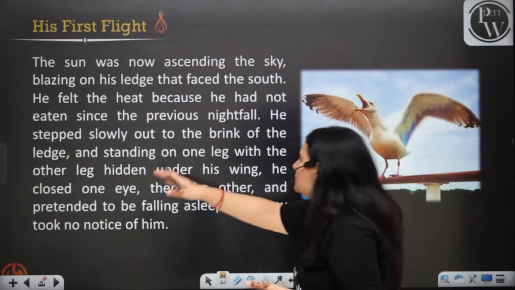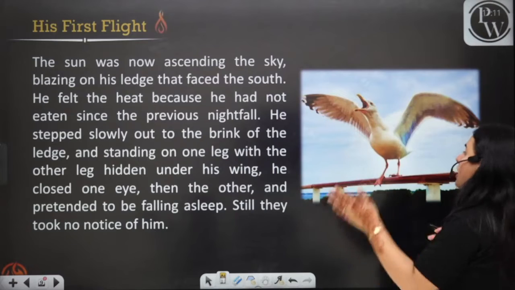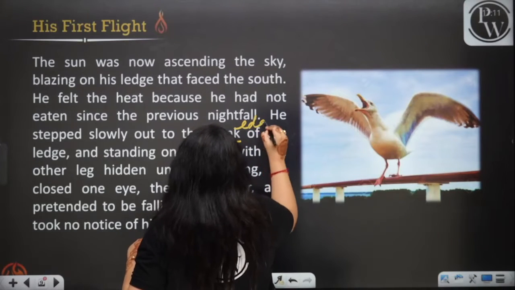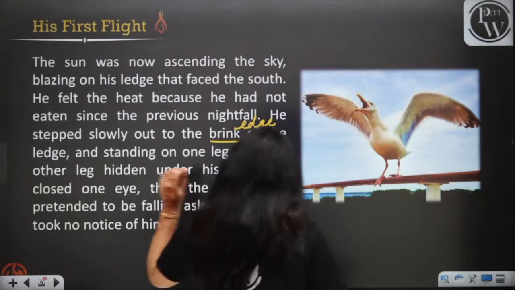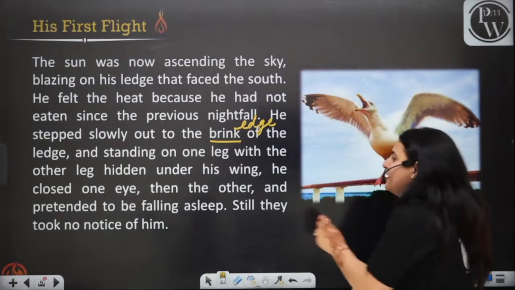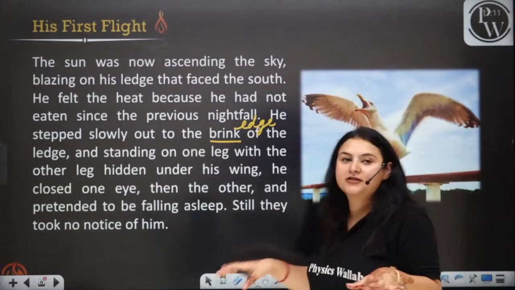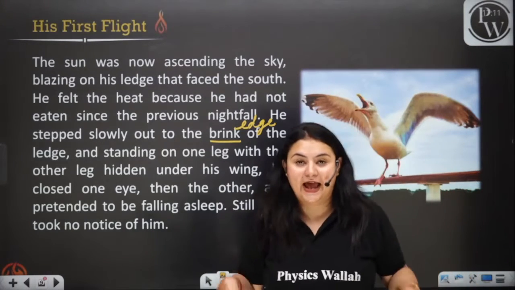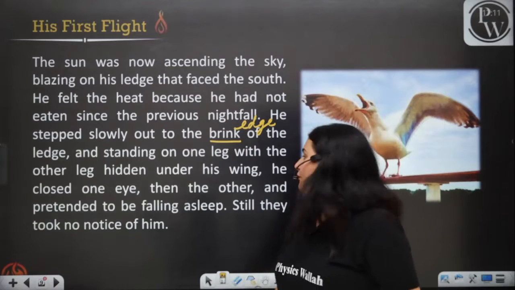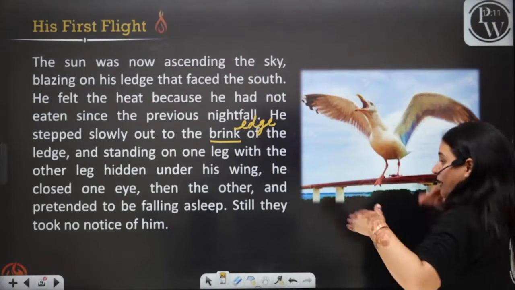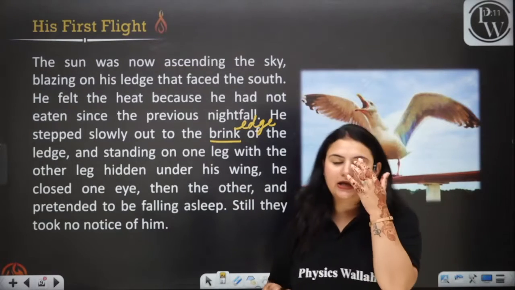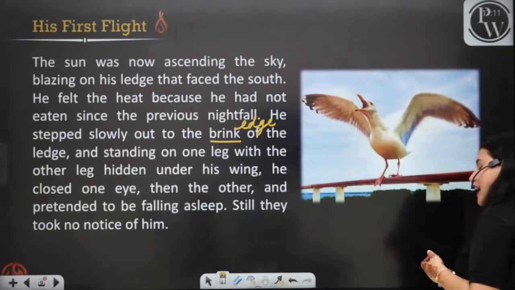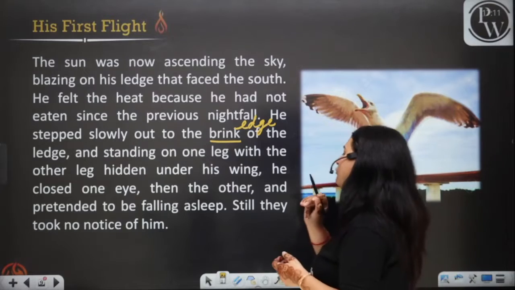He stepped slowly out to the brink of the ledge. Now he again went to the brink. He again went to the edge of the ledge and, standing on one leg with the other leg hidden under his wing. What is he doing? He's just standing and he has hidden one of his legs behind his feathers, his wing. He closed one eye. And he was pretending to sleep. He closed one eye, then the other, pretending to be falling asleep.